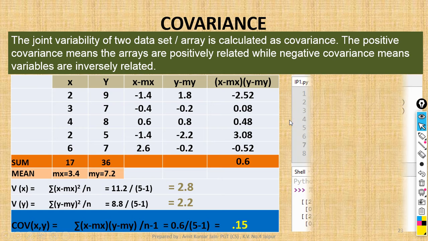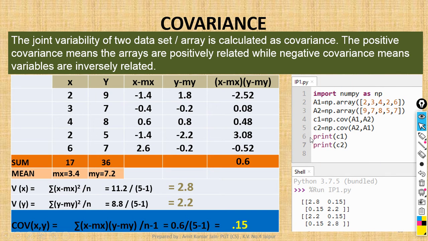In the context of programming language, we have one method, cov, to find the covariance between the A1 and A2 arrays. The result of the covariance between A1 and A2 is here.